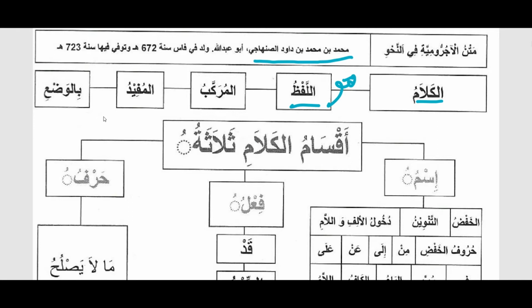When we mention al-kalam, go back to the definition of al-kalam. These are the four components that we need to understand and memorize. So we go to al-lafaz. What is the meaning of al-lafaz? Last week we actually managed to cover this part.